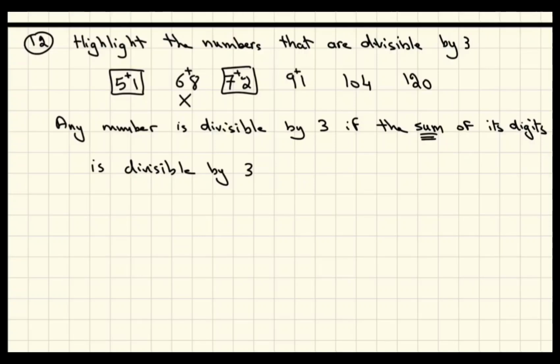9 plus 1 is 10. 10 is not divisible by 3. So no. Now 1 plus 0 is 1 plus 4, we get 5. Is 5 divisible by 3? No. It's not in the multiplication table of 3. So no. The last one, 1 plus 2 is 3, plus 0, it's a 3. Is 3 divisible by 3 by itself? Yes, for sure. So 120 is divisible by 3. That's it.